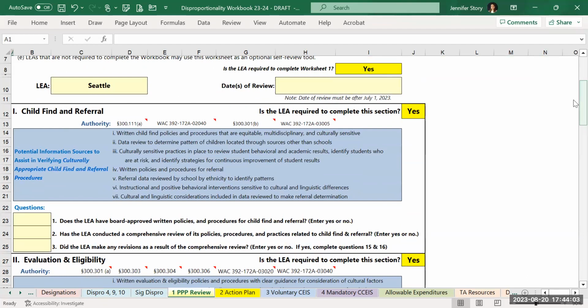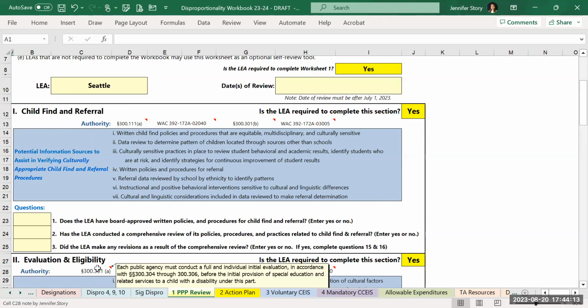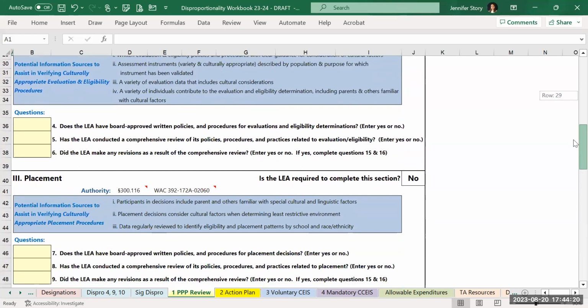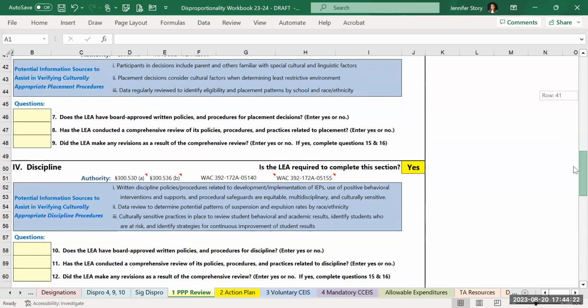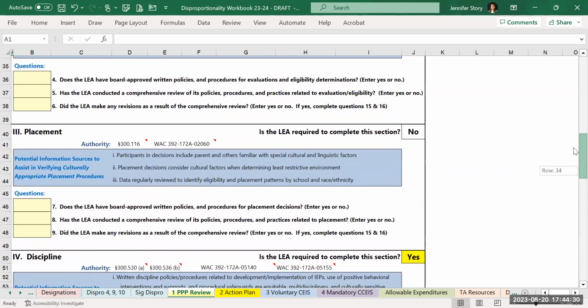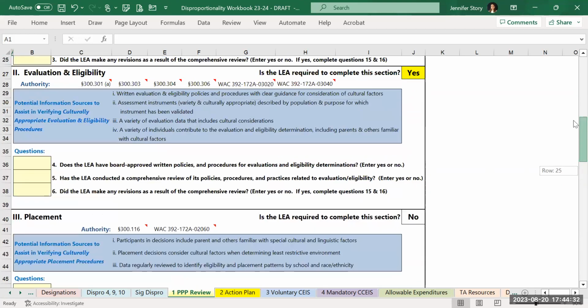So for example, if you are identified as having disproportionality with identification, you're going to be required to complete the child find and referral and evaluation and eligibility sections of this worksheet, but not the other sections, which are related to placement and discipline. This district, however, is also identified as having some discipline disproportionality, so they're going to be addressing that area. They're not going to need to address placement.